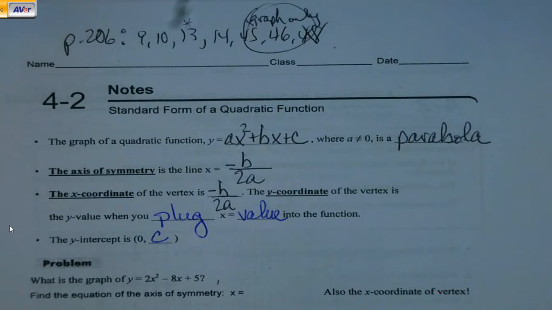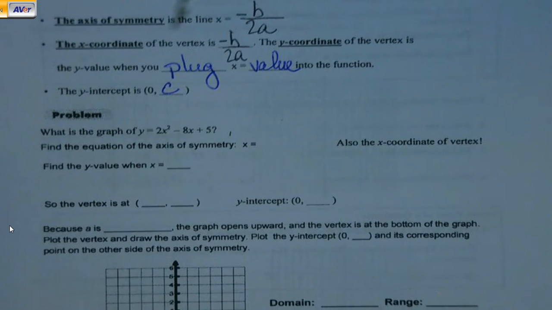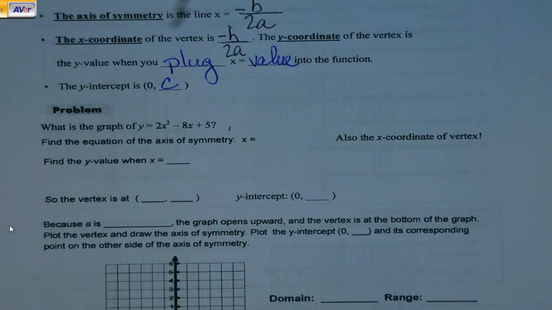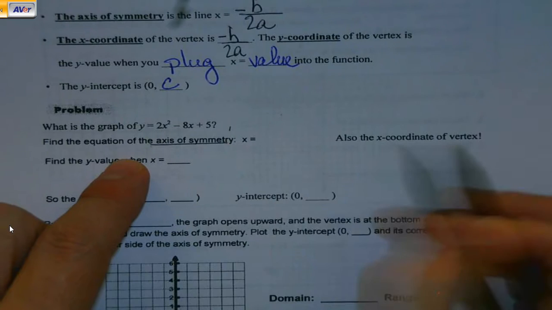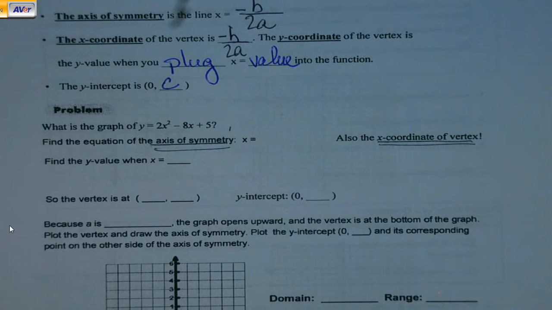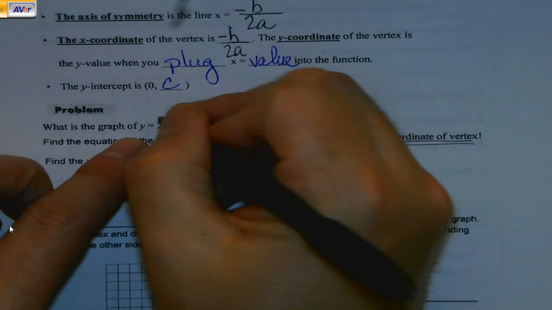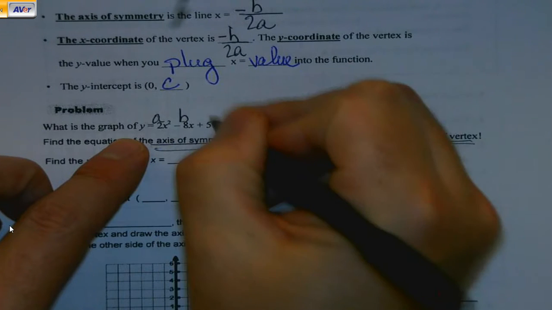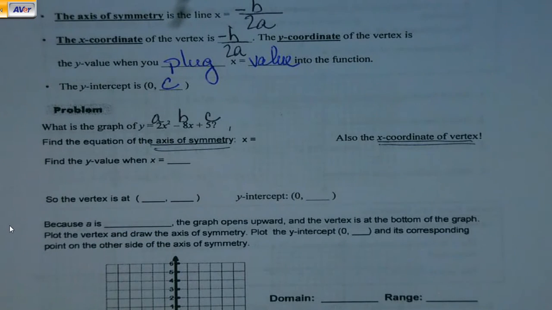So, okay, how does this work? Let's jump in and do one and kind of see how this goes. So what is the graph of y equals 2x squared minus 8x plus 5? Okay. First things first. We're going to find the equation of the axis of symmetry, which again is the same thing as the x-coordinate of my vertex. So that negative b over 2a, here's my a, here's my b, here's my c.